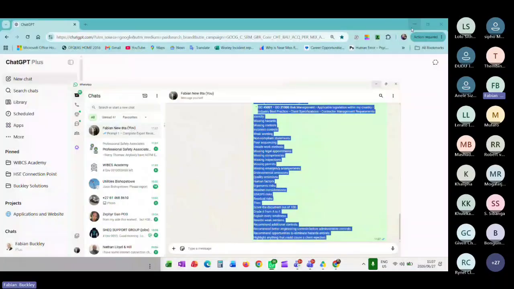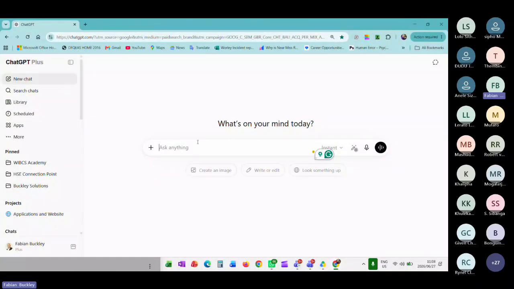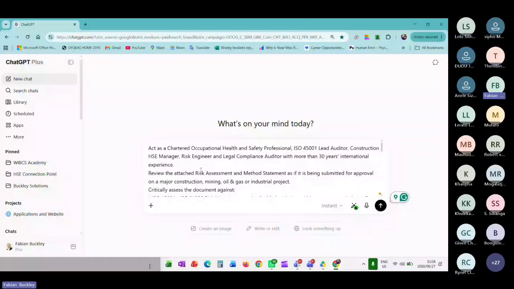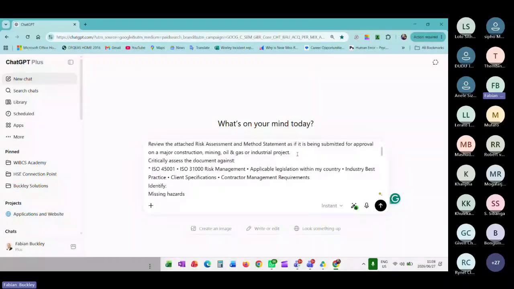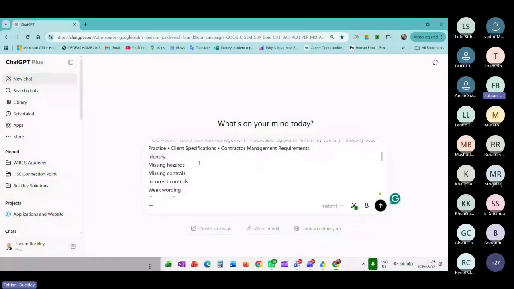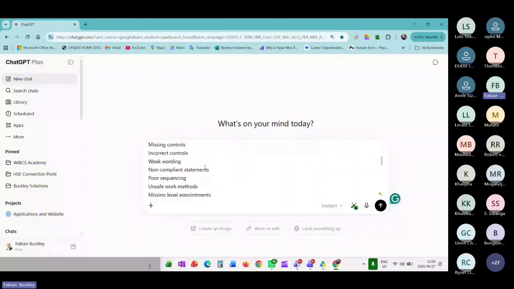Okay, so I add my prompt. My prompt reads: as a chartered occupational health and safety professional, I'm an ISO 45001 lead auditor, construction HSE manager, a risk engineer, and legal compliance auditor with more than 30 years of international experience. Review the attached risk assessment and method statement as if it is being submitted for approval on a major construction, mining, oil and gas, or industrial project. Critically assess the documents against ISO 45001, ISO 31000 risk management, applicable legislation in my country. Obviously, you can specify industry best practice, client specification, contractor management requirements. Identify any missing hazards, missing controls, incorrect controls, weak wording, non-compliant statements, poor sequencing, unsafe work methods, missing legal appointments, and the rest of the items you would list.